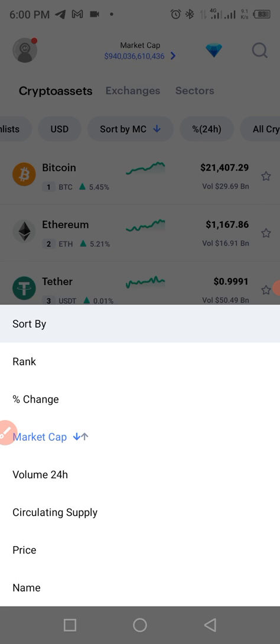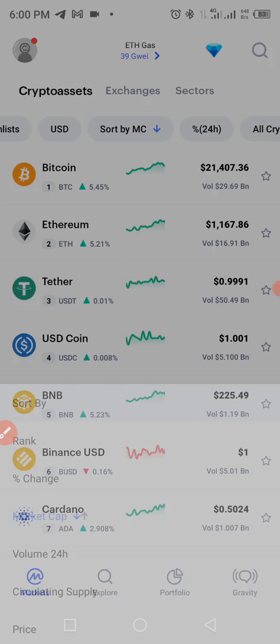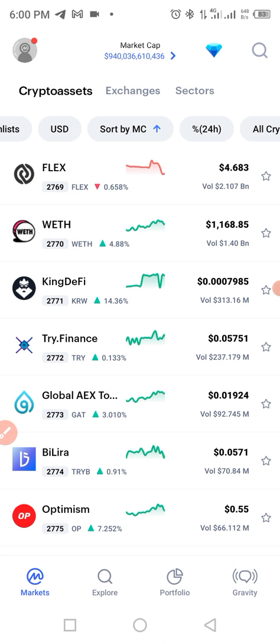You can try to rank it by the 24 hours volume, so which coin had the most money pumped into it. You can try to rank it like that. By the circulating supply, you can try to rank it like that. Maybe you want to rank it alphabetically, you can use the name, and if you want to rank it based on price, you can also use the price ranking. All right, whichever one suits you, you can use it. But here, I'm just using the market cap.